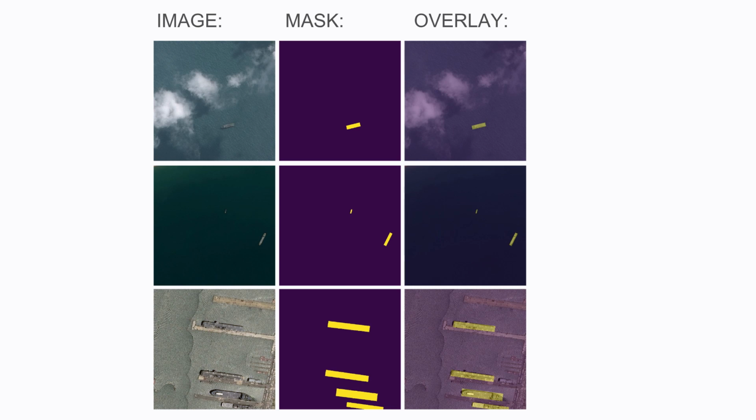After decoding the masks, we were able to see and overlay them with the train images. I picked 3 random images, as you can see. This one has just one ship. That's the mask for it, which was generated from the CSV that I showed you before, and that's the overlay of these two. This one has 2 ships, and this one has 4 ships.